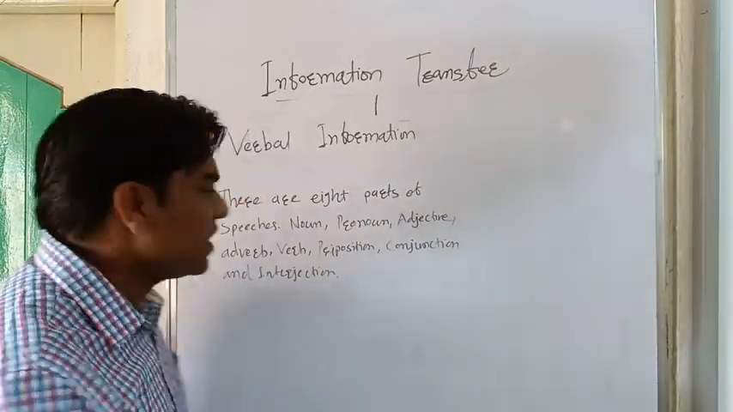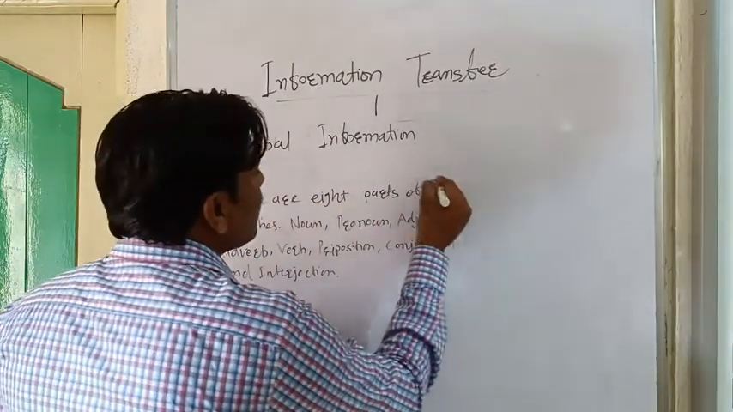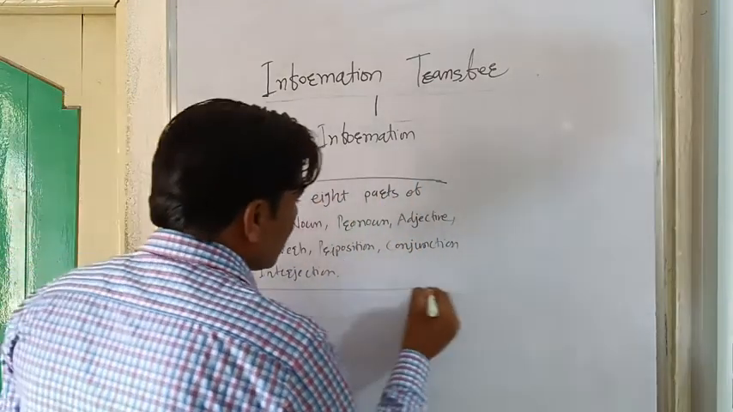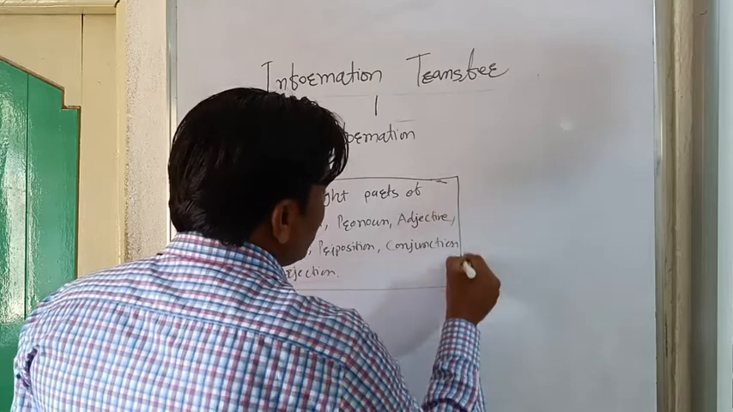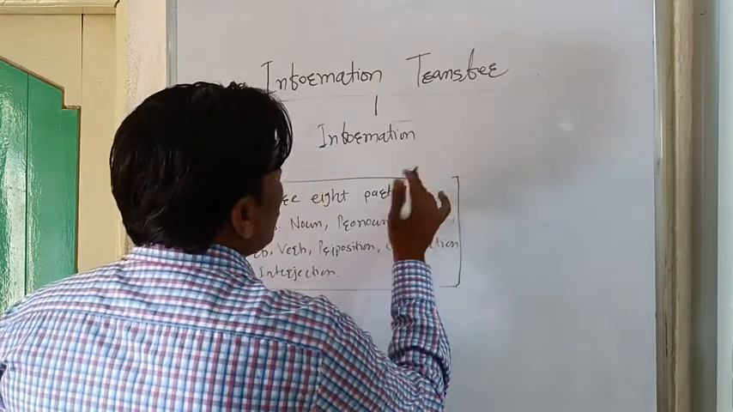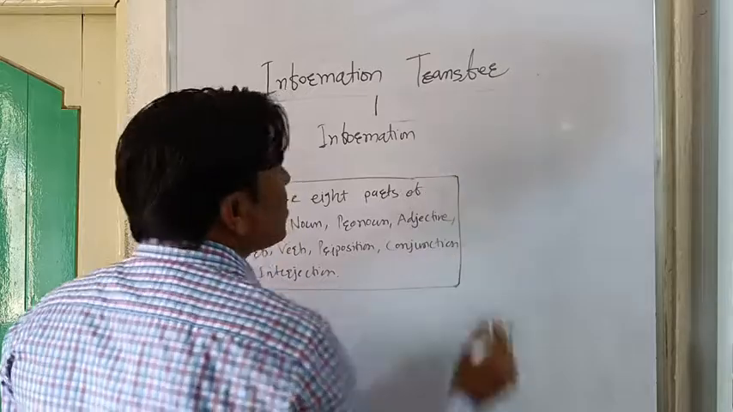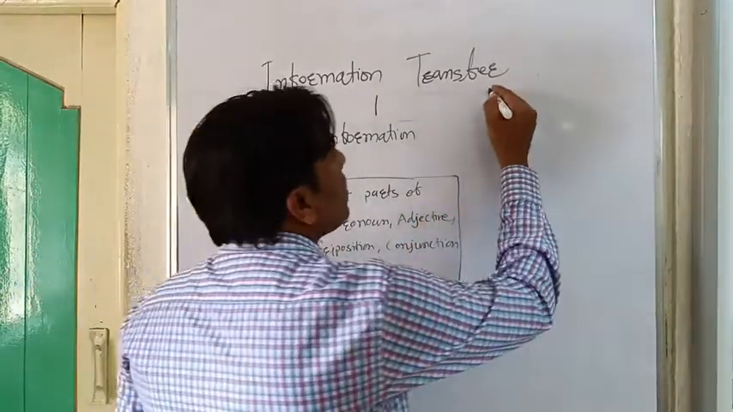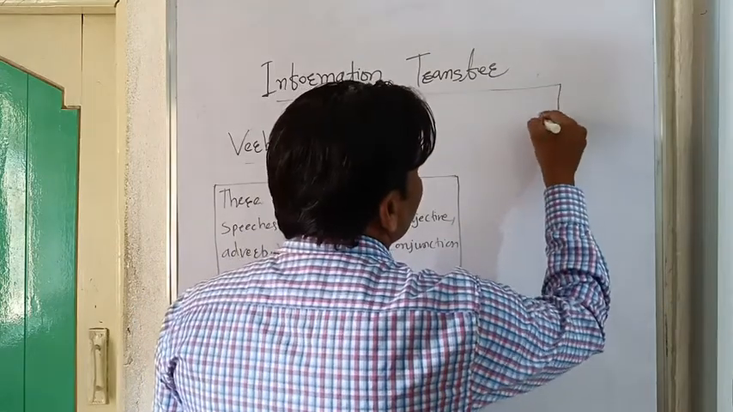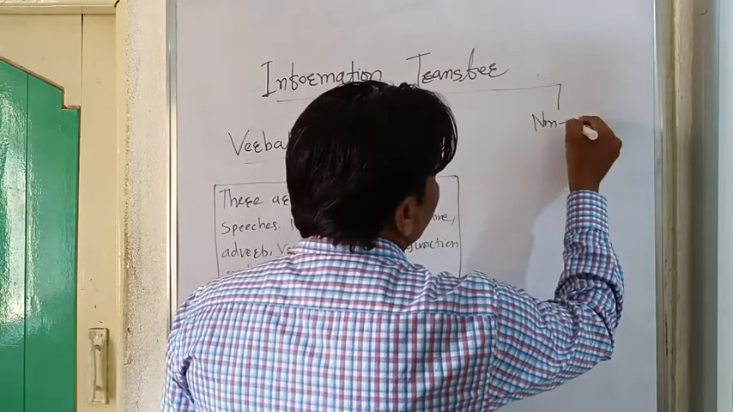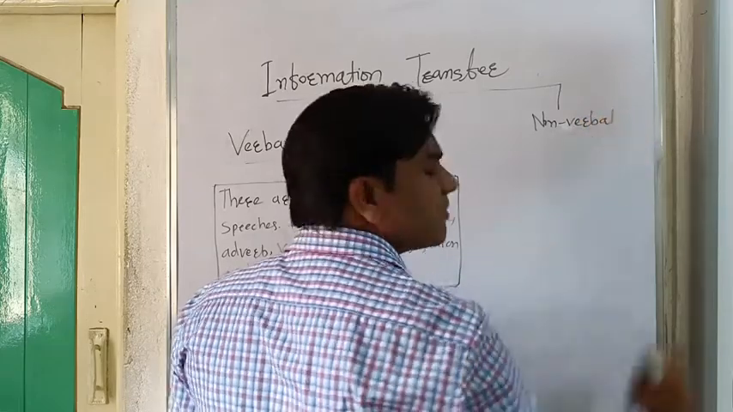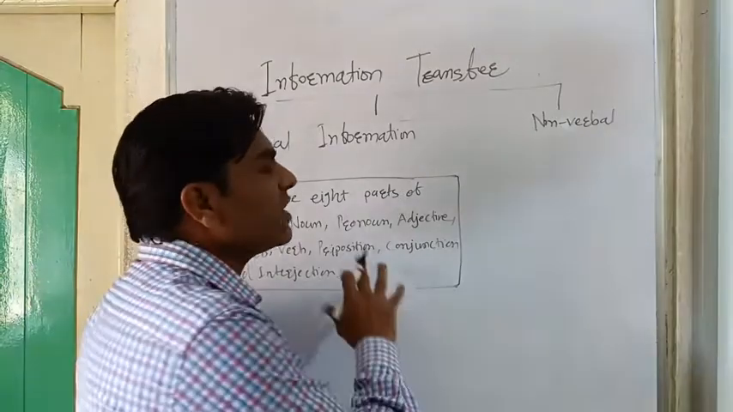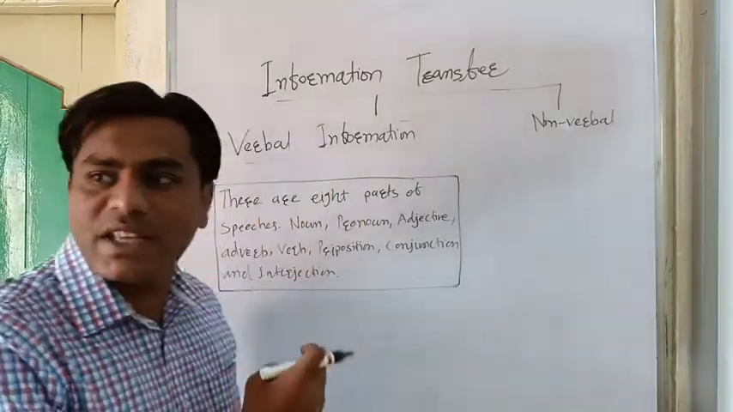Suppose this is the passage in your exam, and then you have to make the non-verbal communication or non-verbal information. You have to change this into the non-verbal. I write here non-verbal. Do not speak. Non-verbal. Okay. So in the non-verbal, how can we make the diagram?